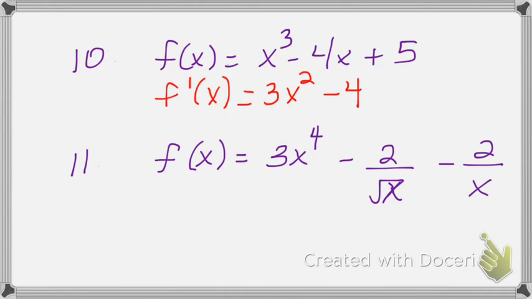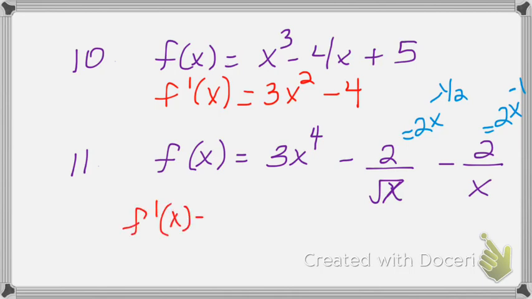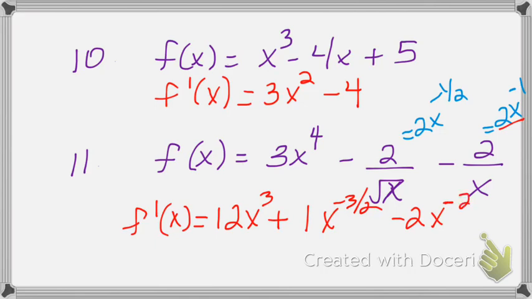On the next one, I would probably rewrite this as 2x to the -1/2 and 2x to the -1. And now, when I want to find the derivative, I just do the derivative of each piece. The derivative of 3x to the 4th is 12x to the 3rd. The next one I would do -1/2 times 2, which is -1, times the -1, so +1, x, subtract 1, so -3/2. And then this one I'll do -1 times 2, which is -2, and subtract 1, so -2.